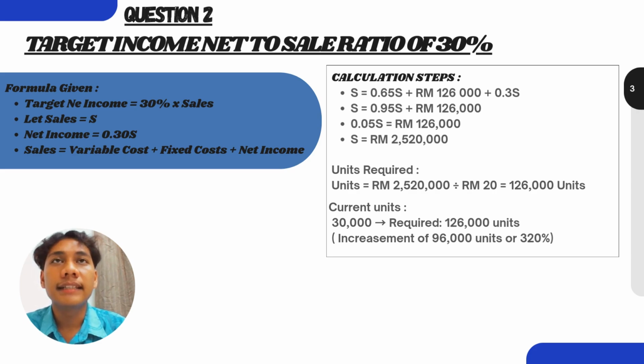The next step is S equals 0.95S plus 126,000 ringgit Malaysia. Where do we get 0.95S? It is the addition of 0.65 and 0.3. Next, 0.05S is equal to 126,000 ringgit Malaysia, and the final answer will be 2,520,000 ringgit Malaysia. Units required: we take the final answer and divide it by 20, and it will be 126,000 units. Current units are 30,000, up to 126,000 units. So there is an increase of 96,000 units or 320%.